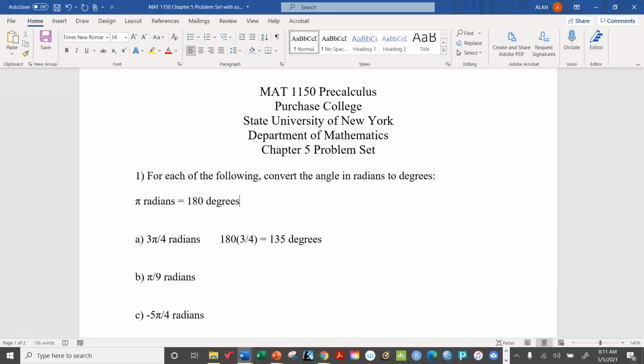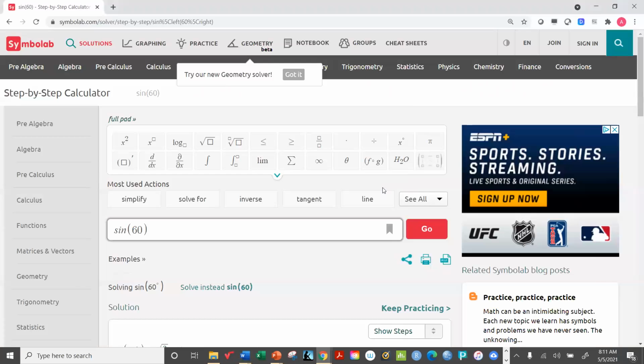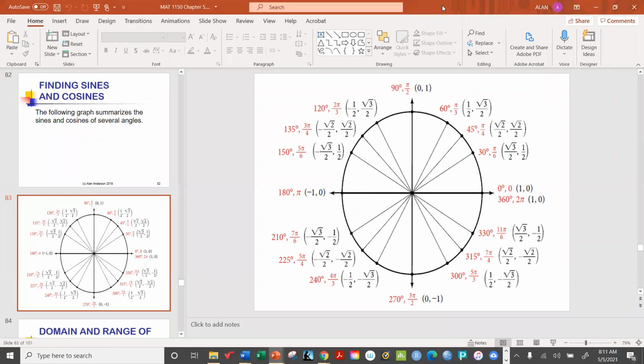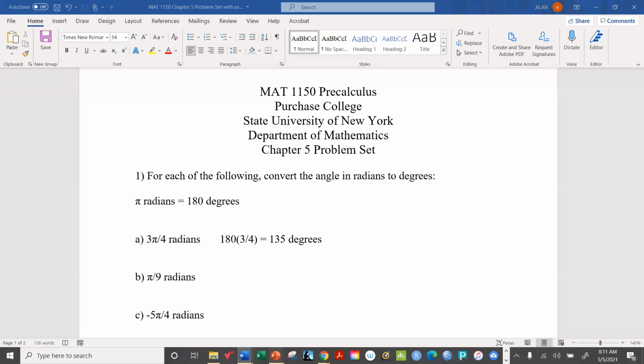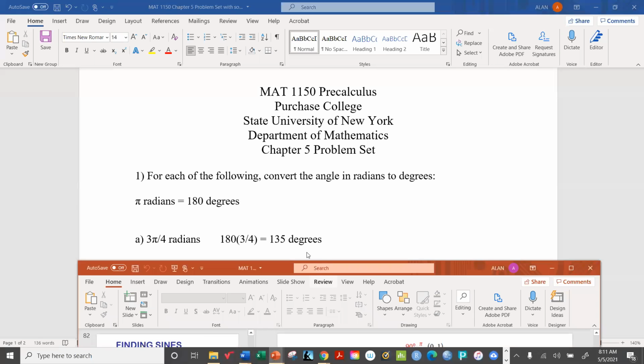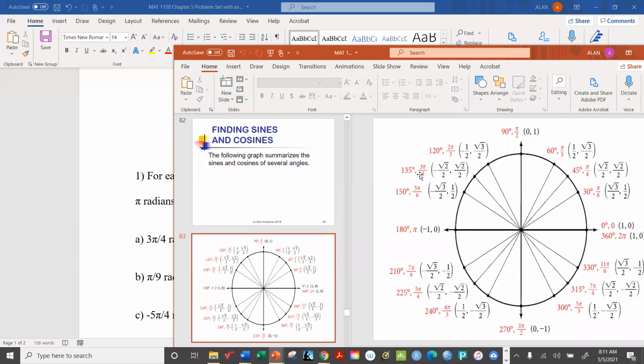Now, if you're not sure, let's go back and look at our unit circle. All right, so we're looking at, let's see. Let's get these lined up. So if you look at the circle, there it is right there. 3/4 pi is equivalent to 135 degrees. And that's the reason why. So once you know the secret, it's easy. You're literally just replacing the pi with 180 degrees. And that will give you your answer.